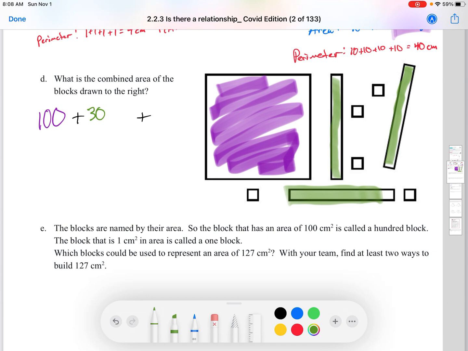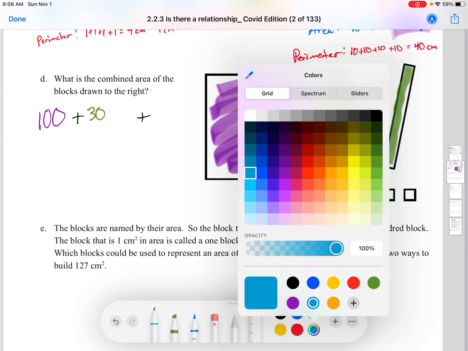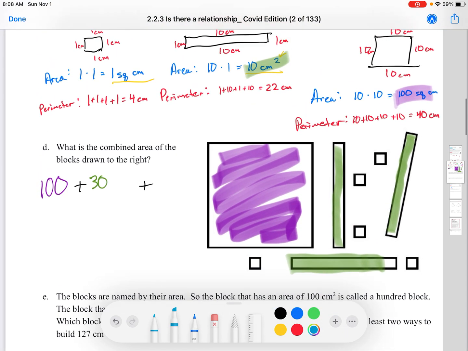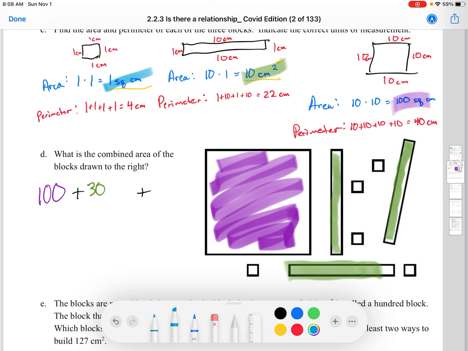And then I need to add each of those little pieces down below. And let me change my colors quick. All right, so each of those are 1 square centimeter, and I have 1, 2, 3, 4, 5 of those. So I would label that 5. So I have 100 plus 30 plus 5, and my final answer will have 135 what? Square centimeters. Okay, again, the 2 goes after the cm. All right, that wasn't too bad.